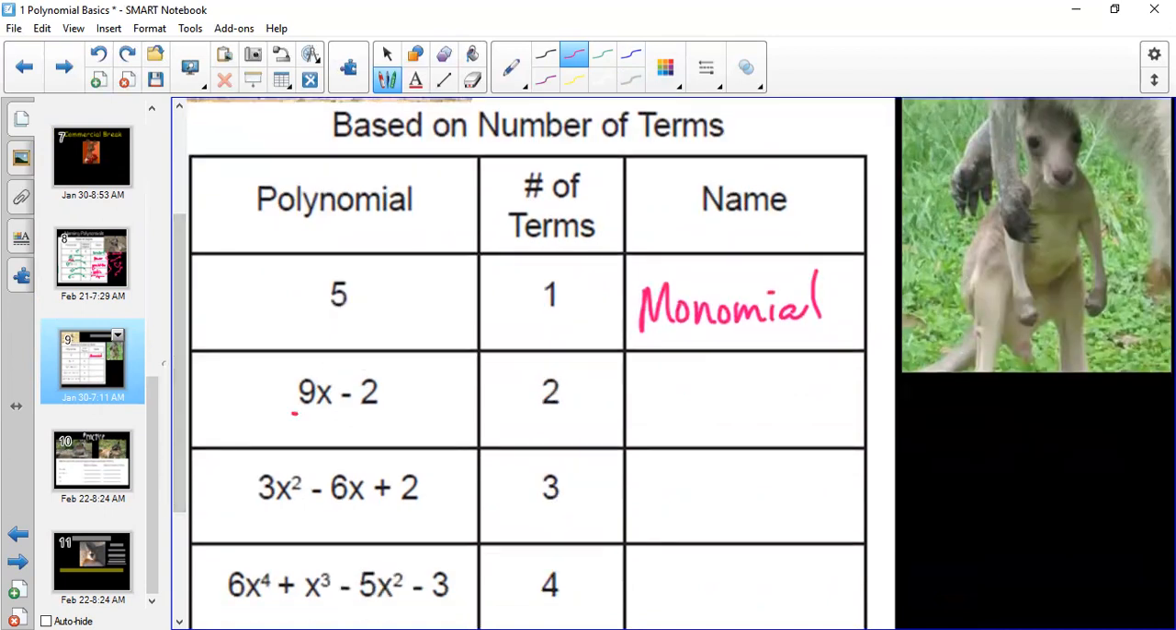This one had 2 terms, 9x and a -2. If you think about the prefix for 2, like something with 2 wheels, that's the prefix bi, so binomial.